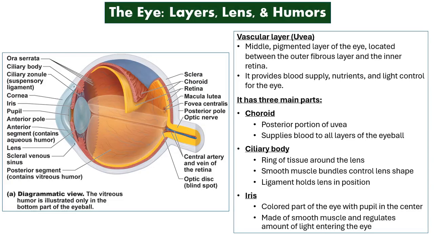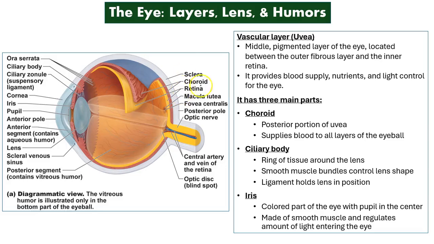Beneath the fibrous layer is going to be the vascular layer, or uvea. Okay, this is going to be our middle pigmented layer of the eye. And again, it's in the middle of the fibrous layer and the retinal layer, or sensory layer, or inner layer, whatever you want to call that. Okay, it has multiple names at that point. It's going to provide a good blood supply, nutrients, and light control for the eye.